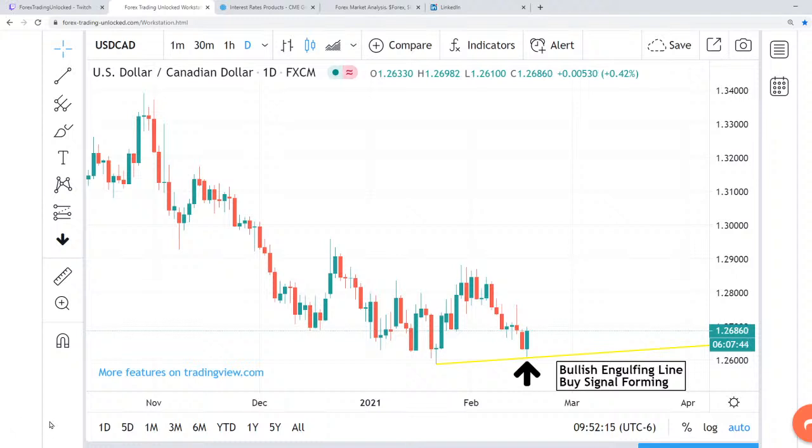So it could be some people who I've been active with in the business for 10 years or maybe even 25 or 30 years. Who knows? It'll be interesting to see what happens. So right now, US dollar, Canadian dollar, we are looking at a potential buy signal.